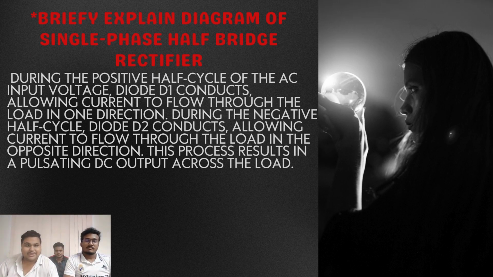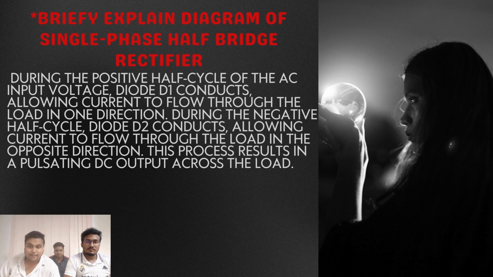Briefly explain the circuit diagram of single phase half bridge rectifier. During the positive half cycle of an AC input voltage, diode D1 conducts, allowing current to flow through the load in one direction. During the negative half cycle, diode D2 conducts, allowing current to flow through the load in the opposite direction. This process results in a pulsating DC output across the load.